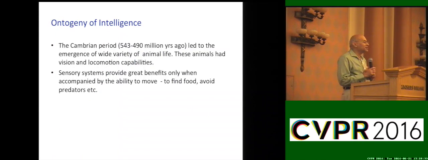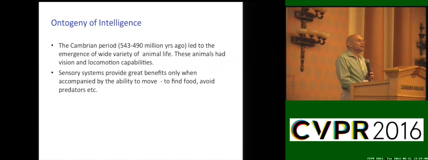So let's start with the really old picture, which is thinking about how intelligence developed. It's something like 500 million years ago when animals came to the scene, and all animals have perception as well as locomotion. And the key point here is that the benefit of vision comes in only when accompanied by action. And there is a very cool example.